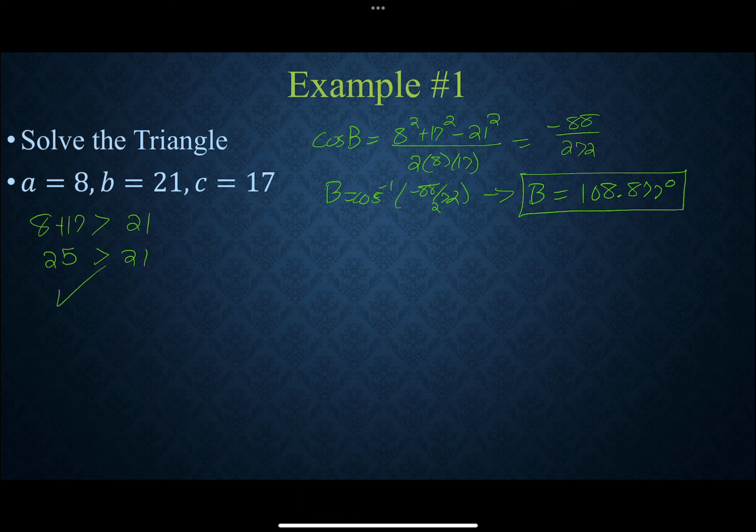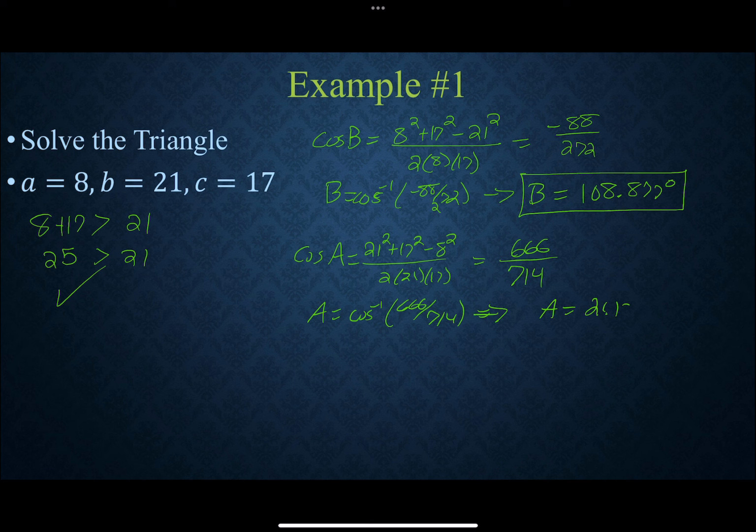Personally, if I'm given all three sides, I'm using law of cosines the whole way, because cosine of angle A would simply be 21 squared plus 17 squared minus 8 squared over 2 times 21 times 17. The top part is positive 666. That was not an intentional demonic number. And then over 714. So A is going to be the cosine inverse of 666 over 714, which gives us angle A to be 21.129 degrees.